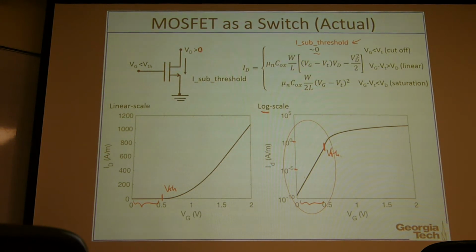But here the drain is larger than zero, but the gate is smaller than threshold, which means the channel is not completely formed. It's not strong inversion of your channel, because the threshold voltage is defined as strong inversion, when the electron density at the surface is as large as the hole density in the bulk. But here, since the gate voltage is smaller than threshold, the channel is not completely formed. Still, you can have some current.